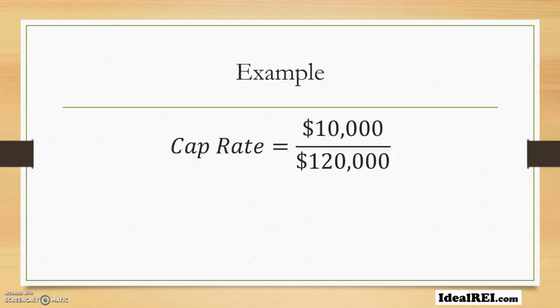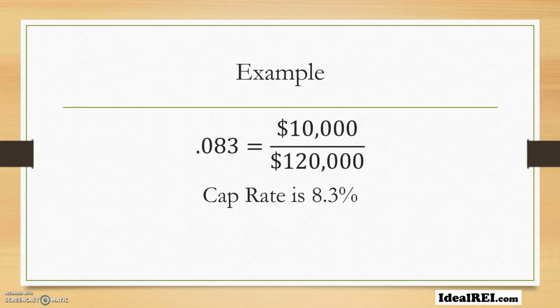So real quick, if you have a $120,000 property that has NOI of $10,000 per year, that'll be a cap rate of 8.3%. So basically, if you're looking at a recently sold property in an area that sold for $120,000 and NOI was $10,000, you can say that was an 8.3 cap property.